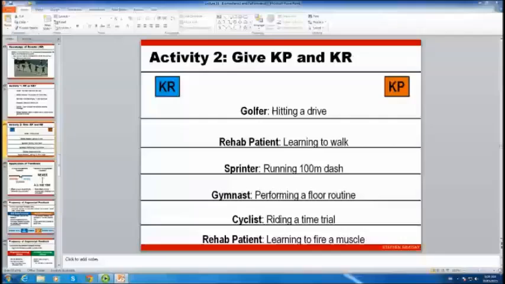Or qualitative analysis. So if I'm going to do qualitative analysis, which one of these will I use mostly? KP. If I'm going to do quantitative with numbers, which one is it usually going to be? KR. These don't always match up. There are exceptions and there are ways that you can kind of mix and match. But in general, knowledge of performance is usually connected with qualitative.